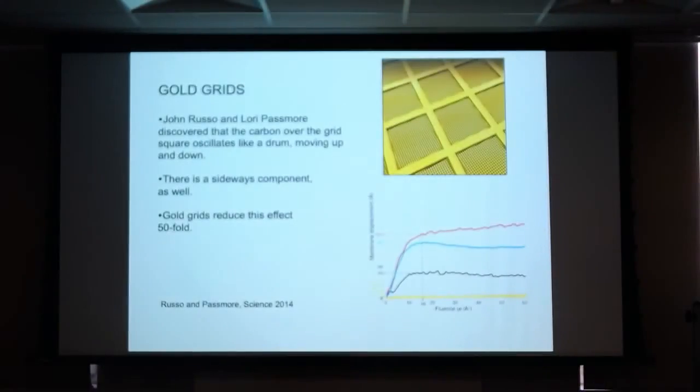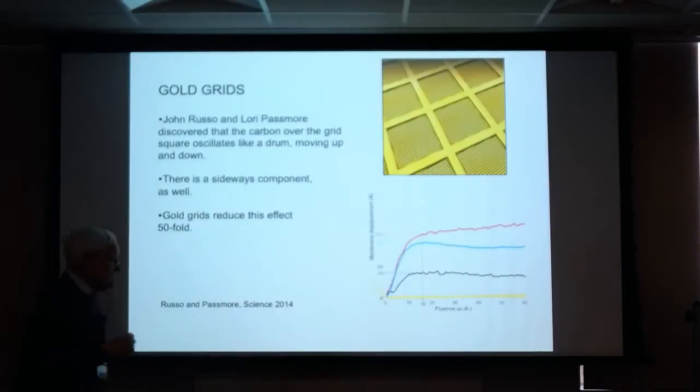Gold grids. This was something that was discovered at the MRC in 2014. They discovered that the normal grids, under the electron beam, will act like a drum. Somehow, because of the charging effects, it sort of goes up and down, and it has side components which all interfere with the resolution. And they discovered that by using gold grids, you can reduce the effect by 50-fold.